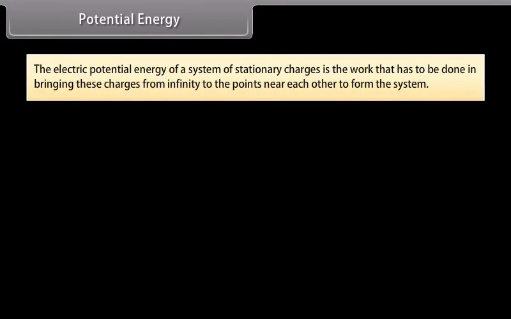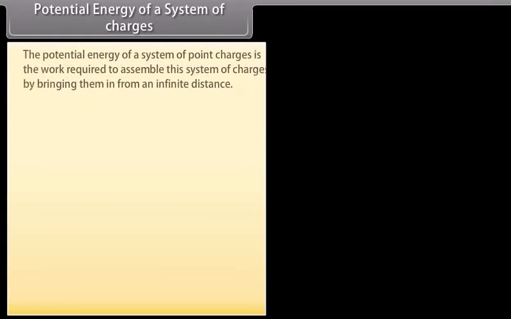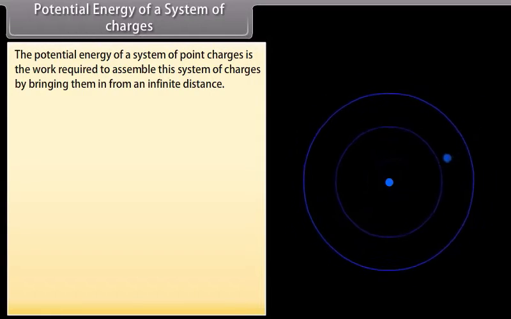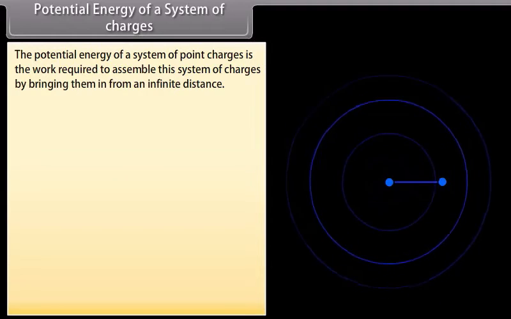The electric potential energy of a system of stationary charges is the work that has to be done in bringing these charges from infinity to points near each other to form the system. Potential energy of a system of charges. The potential energy of a system of point charges is the work required to assemble this system of charges by bringing them in from an infinite distance.